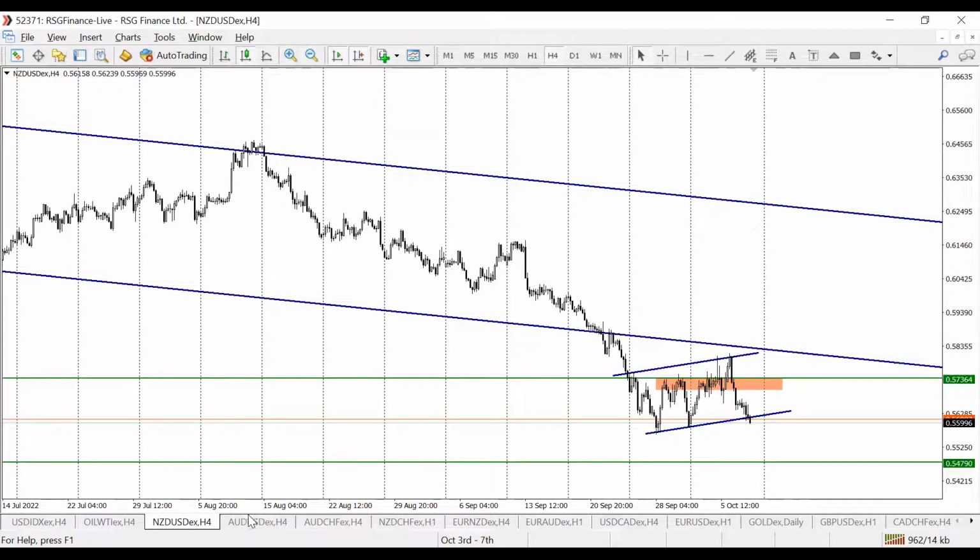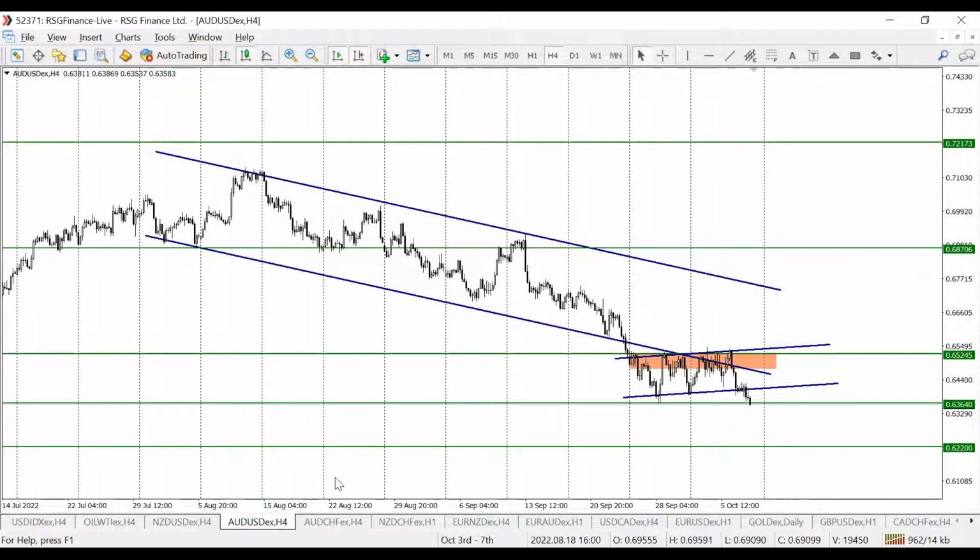So another of my top priority trades for this week is the Australian dollar USD.